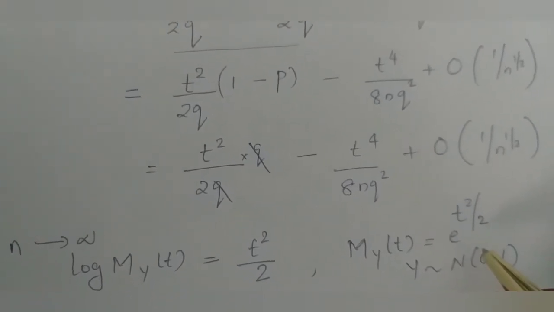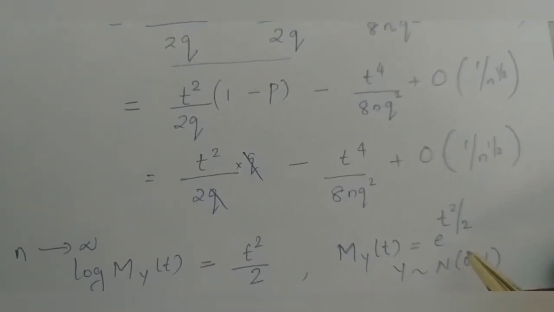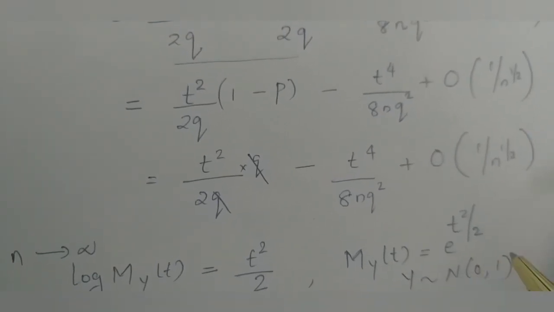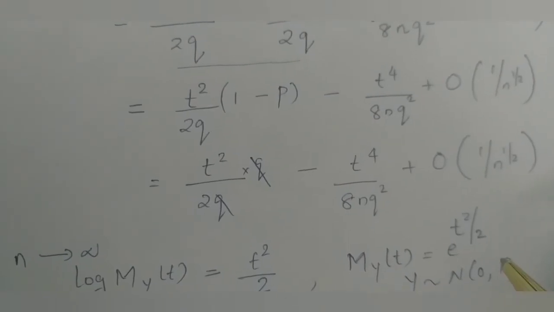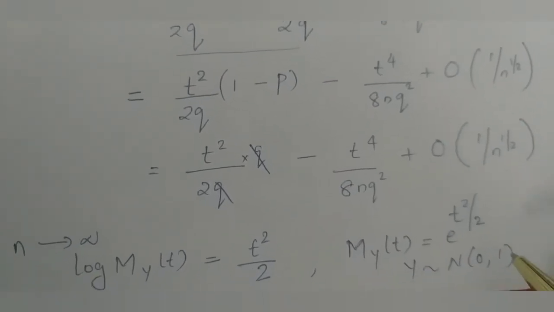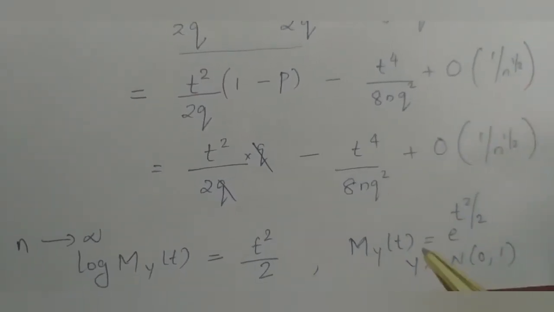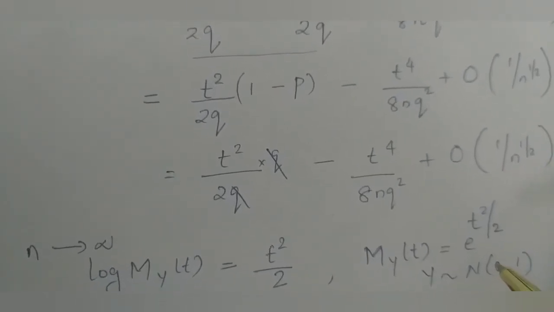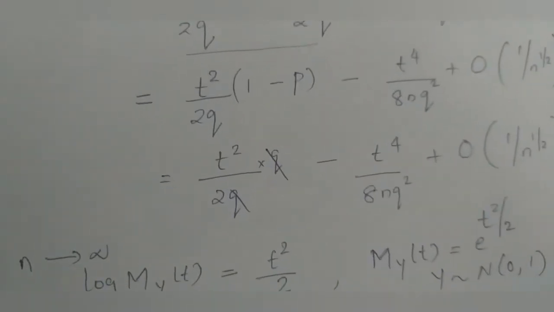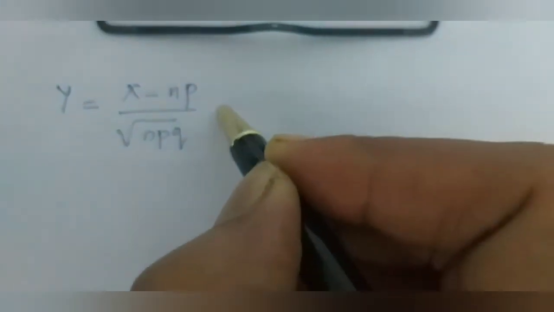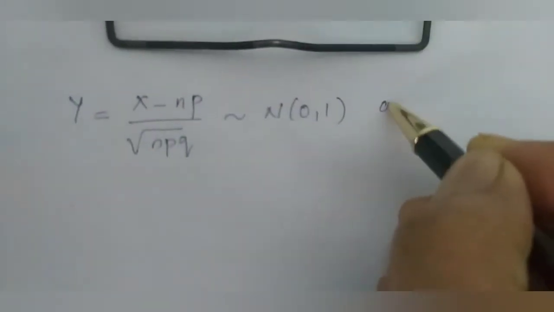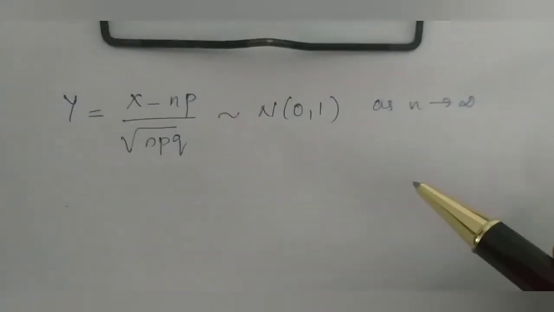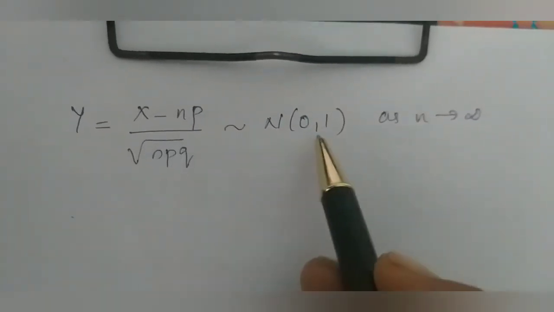We have started from the MGF of binomial distribution with parameters n and p, and we are substituting y equal to x minus np by root of npq. Then as n tends to infinity, this distribution tends to the MGF of standard normal distribution. Okay, then what is y? y is equal to x minus np by root of npq. That follows N(0,1) as n tends to infinity.